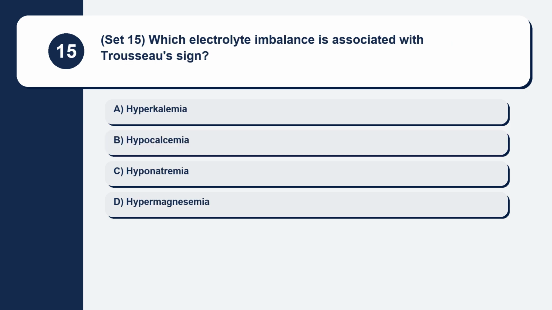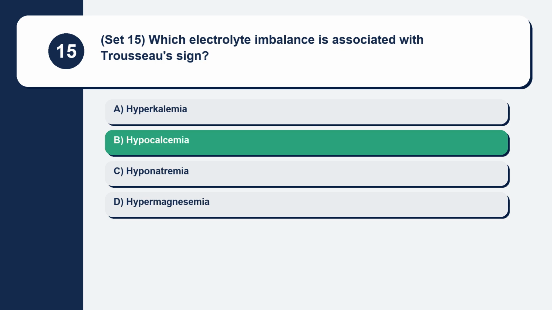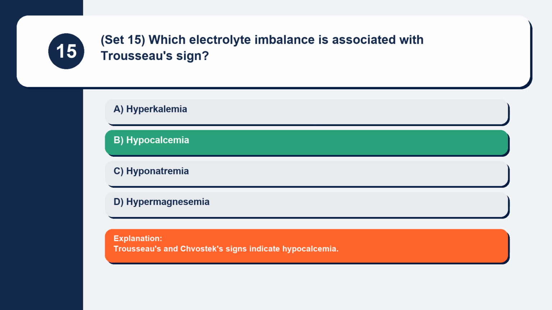Question 15. Set 15. Which electrolyte imbalance is associated with Trousseau sign? Hyperkalemia, hypocalcemia, hyponatremia, hypermagnesemia. Trousseau's and Chvostek's signs indicate hypocalcemia.